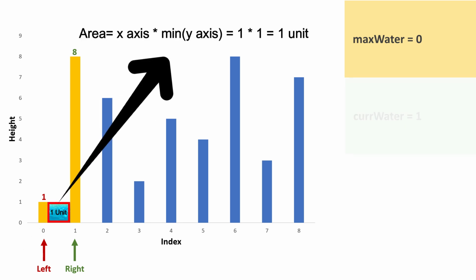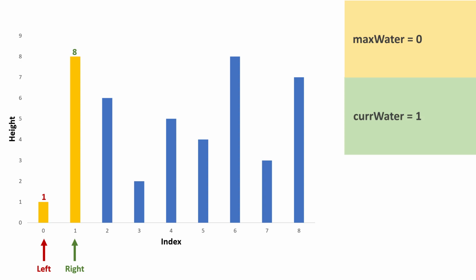Therefore, we update current water to 1 unit. Since this is the first combination we are checking, max water is equal to 0 units. This is less than the current water value, so we update max water with the current water value.